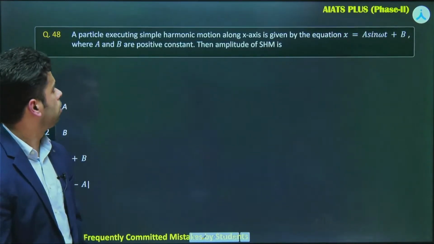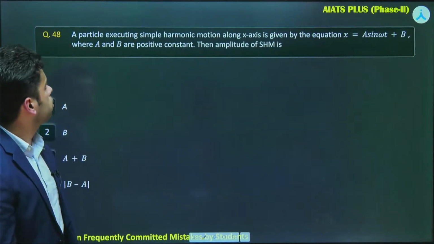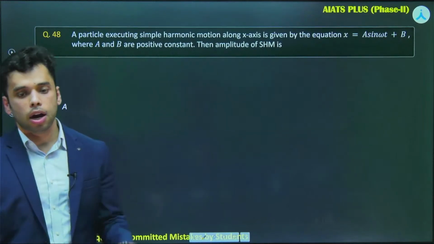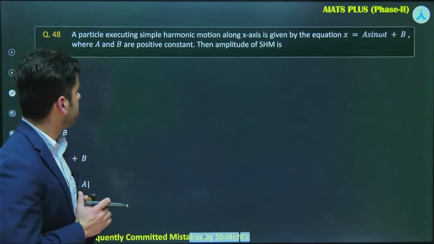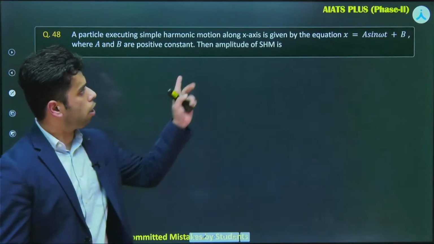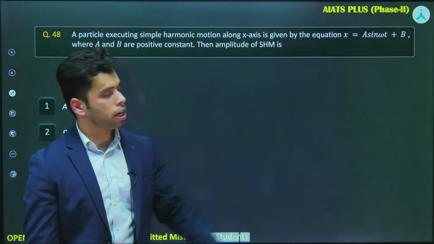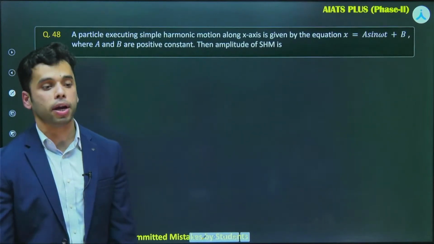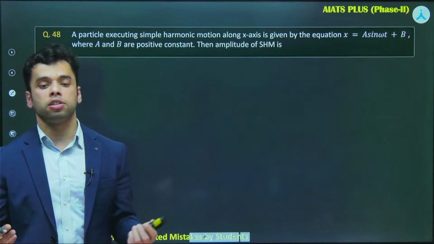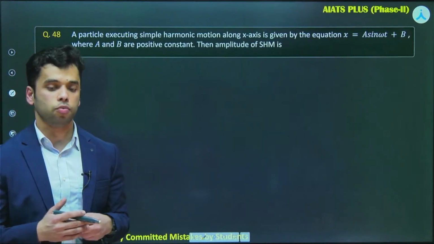A problem based on simple harmonic motion. Let me read the problem for you. It says that a particle executing simple harmonic motion along the x-axis is given by the equation x equals a sin omega t plus b, where a and b are positive constants, and the amplitude of the SHM is what you need to find.